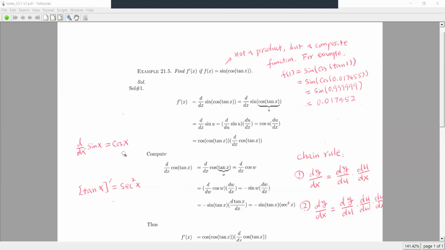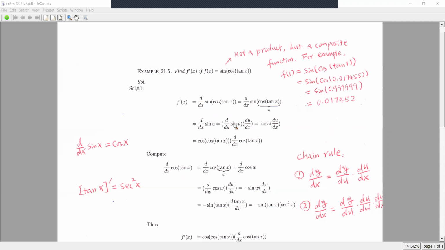Derivative of sine is cosine. But this formula requires all the variables are the same variable. Here, u and x are different. So I need chain rule. I insert du in the denominator and put du on the numerator. This step is chain rule, and this is a product of two derivatives.